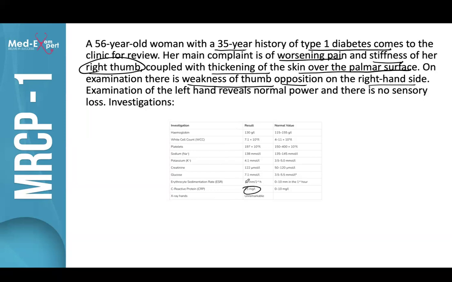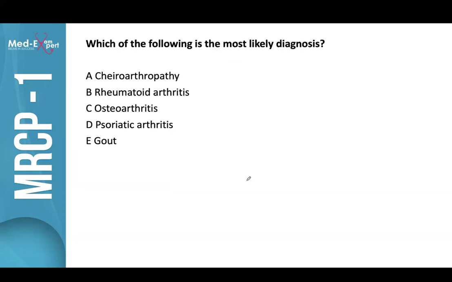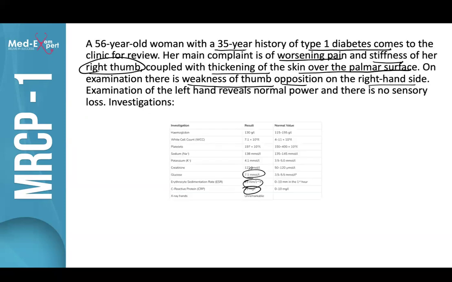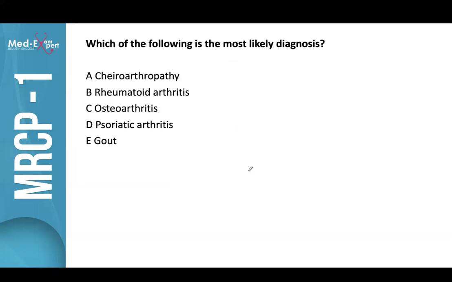CRP is elevated, ESR is slightly raised. Glucose is 7.1, obviously she is a diabetic. Creatinine slightly deranged and nothing else is significant here. What is the most likely diagnosis? A diabetic patient is coming to you with pain in the right thumb with thickening of the skin over it. What do you call this? A, B, C, D, E.